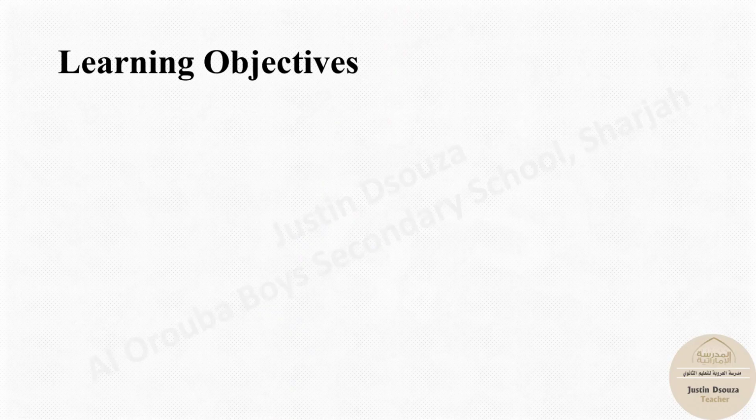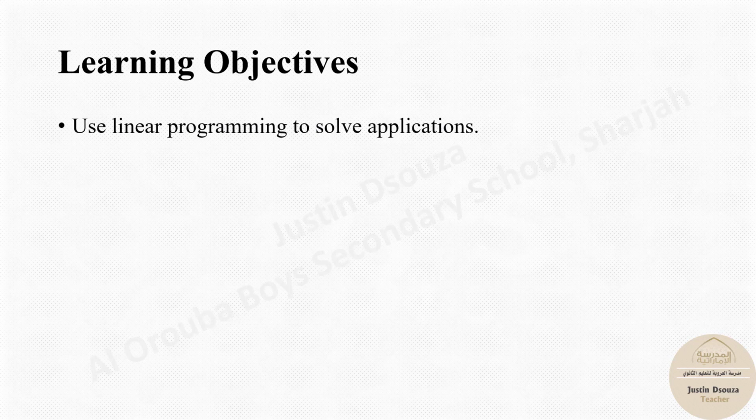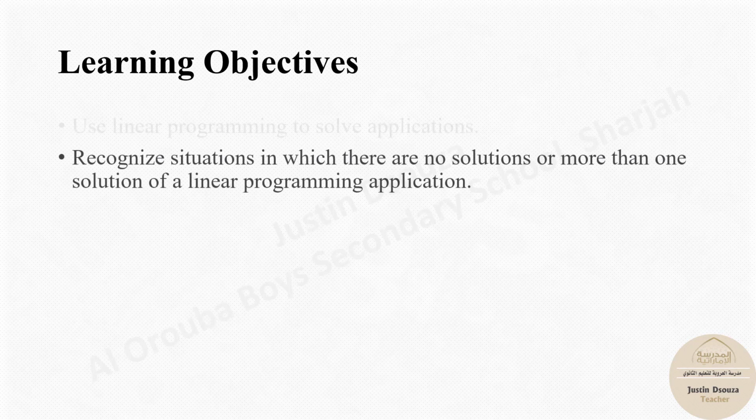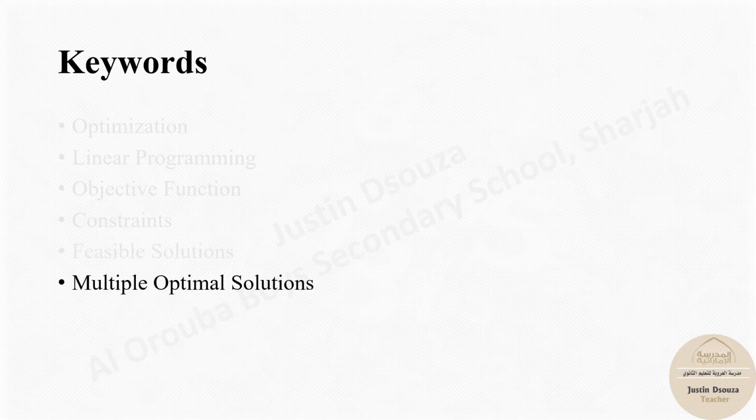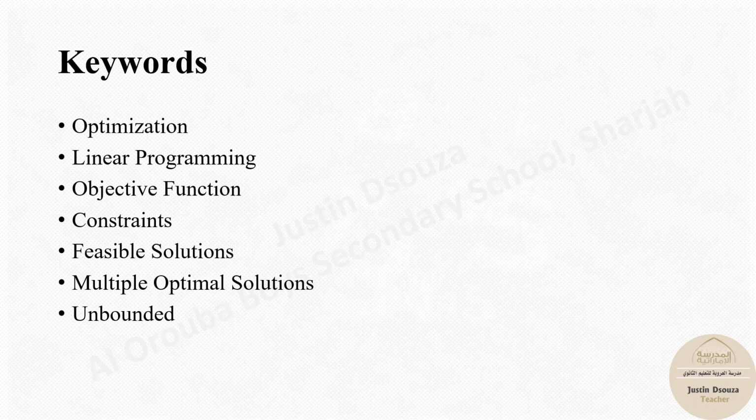The learning objectives of this lesson are to use linear programming to solve applications and to recognize situations in which there are no solutions or more than one solution of a linear programming application. The keywords in this lesson are optimization, linear programming, objective function, constraints, feasible solutions, multiple optimal solutions, and unbounded. So we'll come across all these keywords as we go into the lesson.